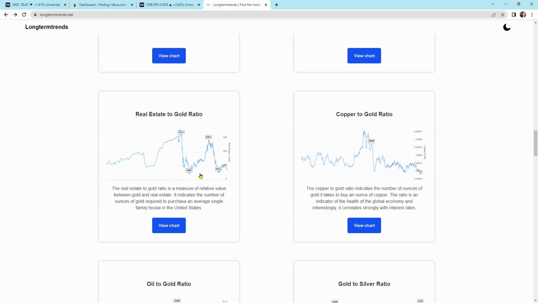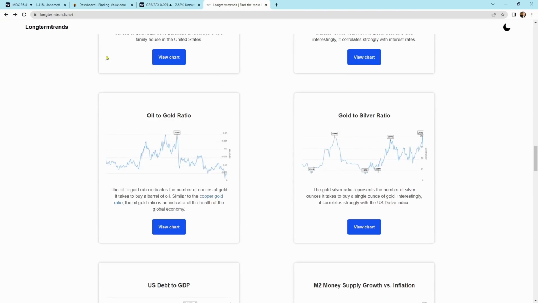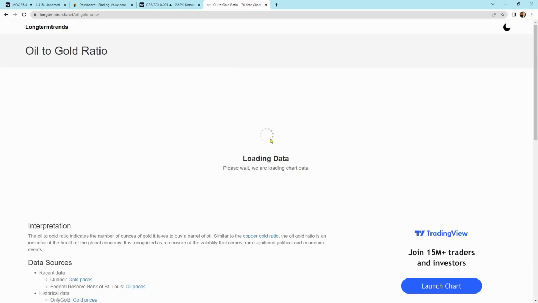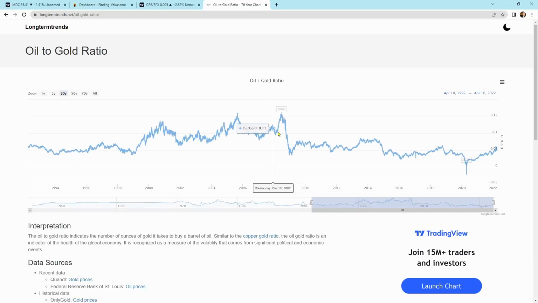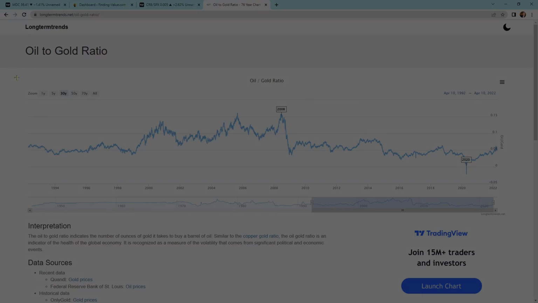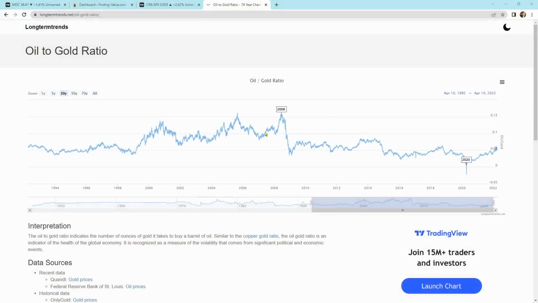So I'm looking at all of these types of ratios, and you can see them all in long-term trends. We've got the oil to gold ratio, and this thing's pretty crazy. I'll show you what I mean by this. I'm going to do a quick snapshot of this. I'm going to throw it in Paint.